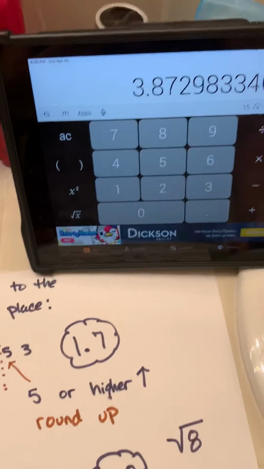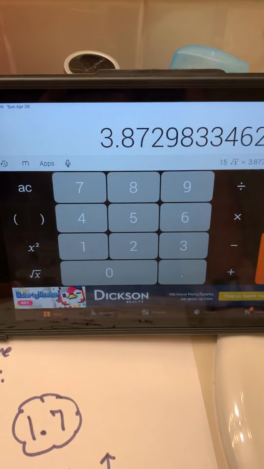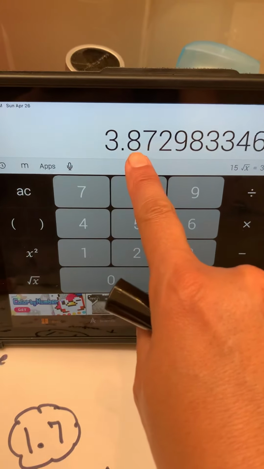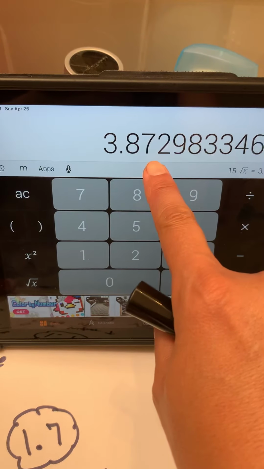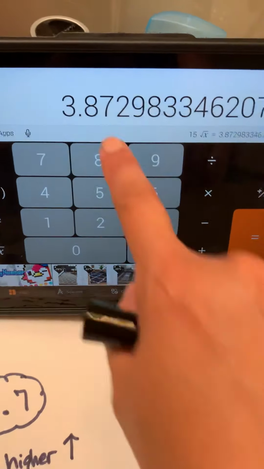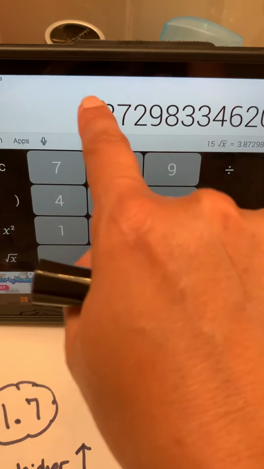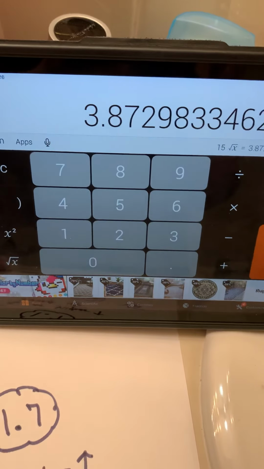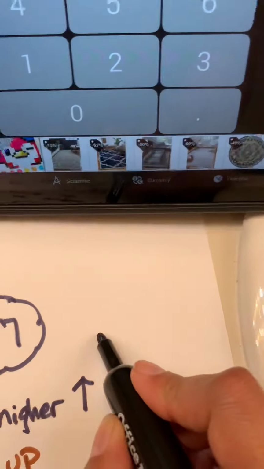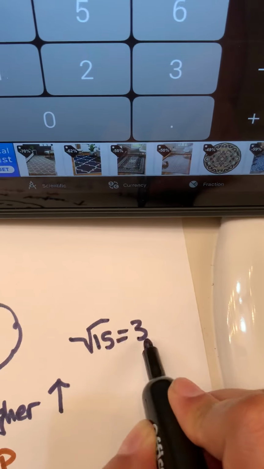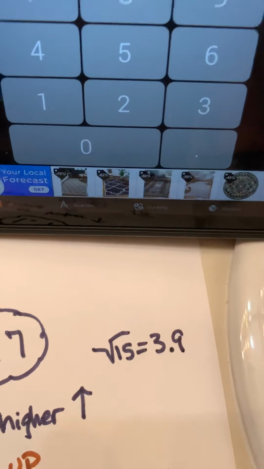If I was to do one last example, the square root of 15, I'm going to get 3.87. There's the 10th place. I look at the second number, it's a 7. 7 is higher than 5, so that means I'm going to round up that 8. When I round up that 8, my answer is going to be 3.9. So I'm going to say the square root of 15 rounded to the 10th place is 3.9.